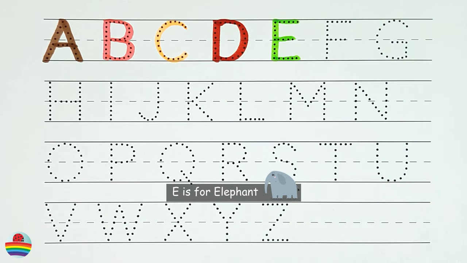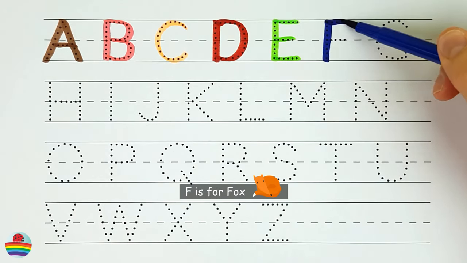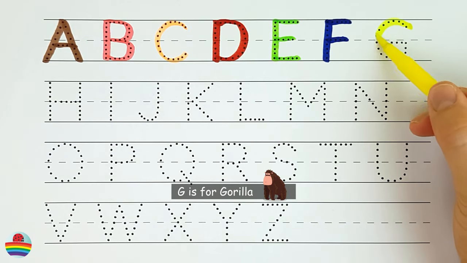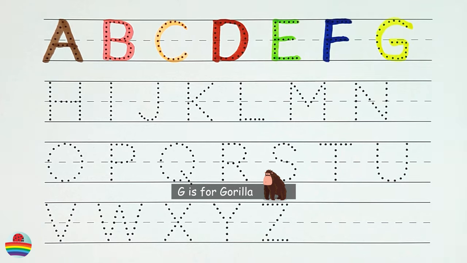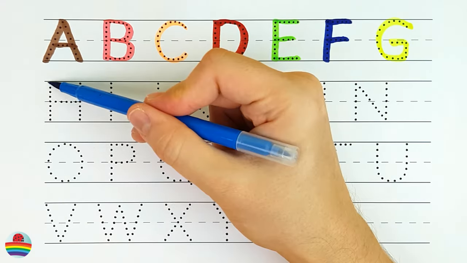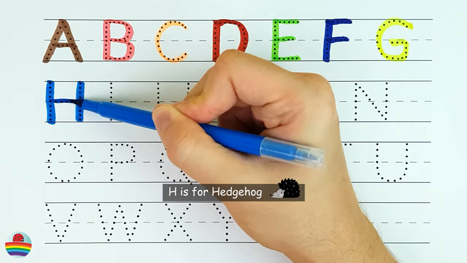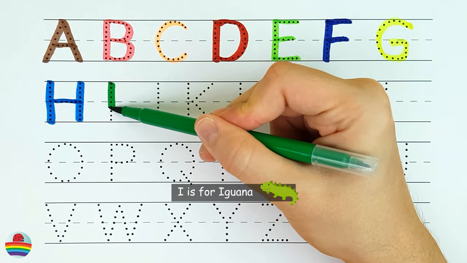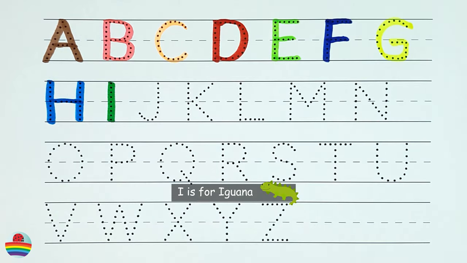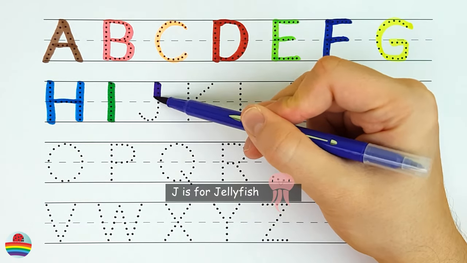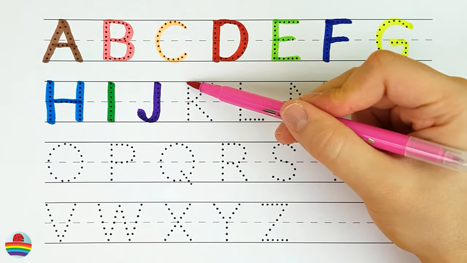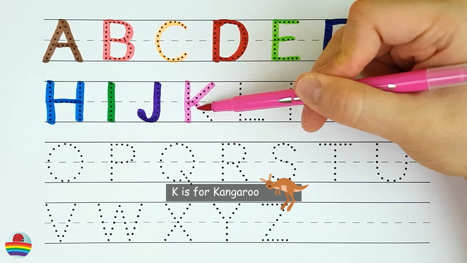F is for fox. G is for gorilla. H is for hedgehog. I is for iguana. J is for jellyfish. K is for kangaroo.